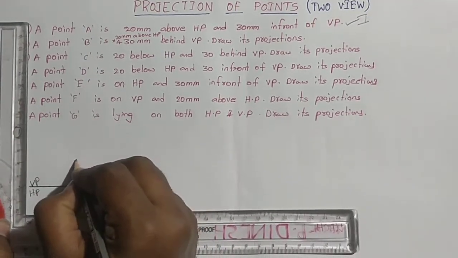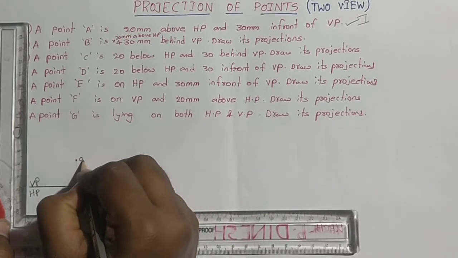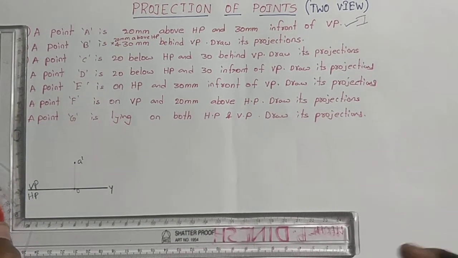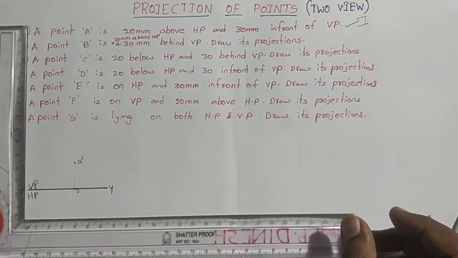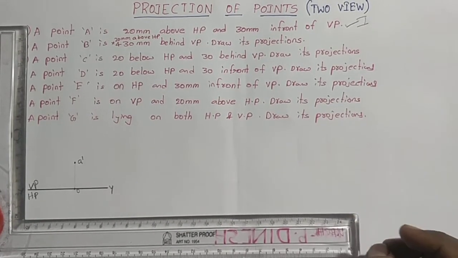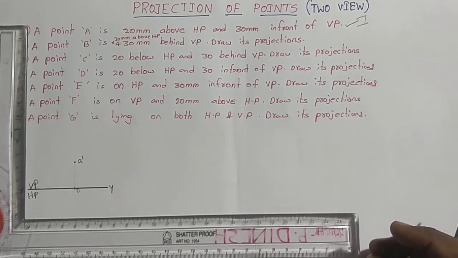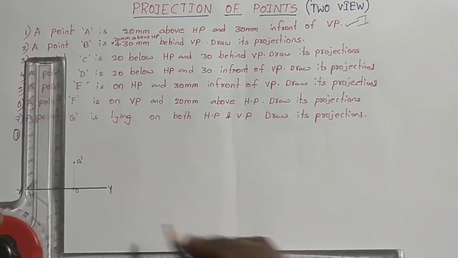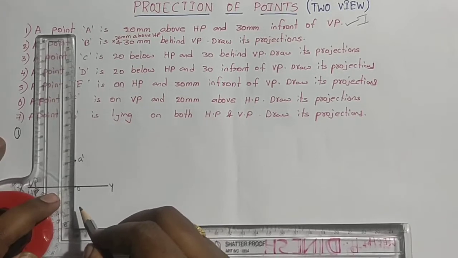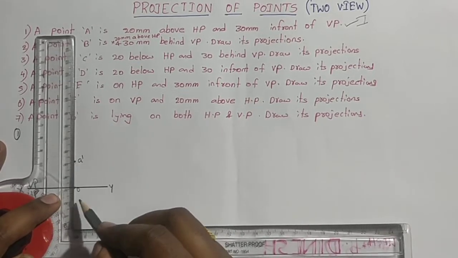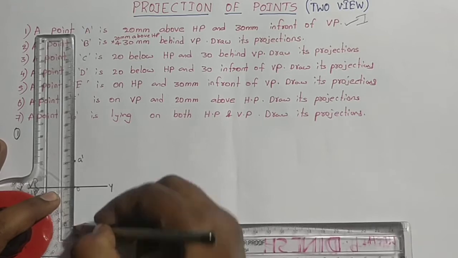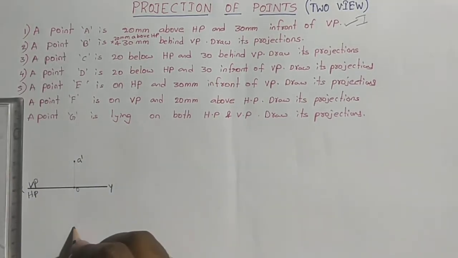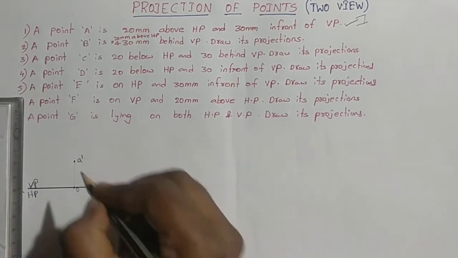It is the front view. Front view is always located in VP. Top view is always located in HP. Now we completed the front view. Next we need to draw the top view, 30 mm in front of VP. In front of VP means from this point to this point distance is 30. The front view and top view come in the same line. It is the top view, it is the front view.